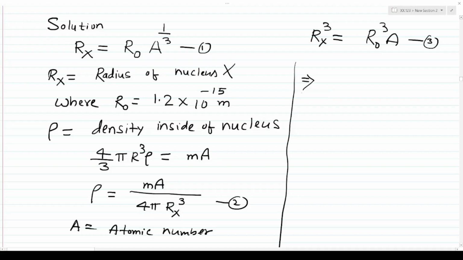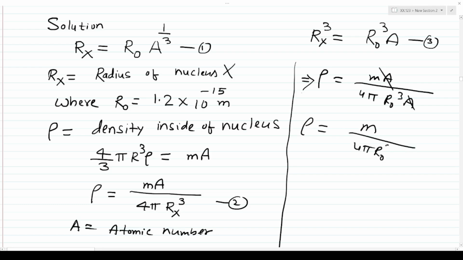Solution. Rx is the radius of nucleus X, given by Rx equals R0 A raised to 1 by 3, where R0 equals 1.2 into 10 raised to minus 15 meters, and rho is the density inside the nucleus. So we have 4 by 3 pi R cube rho equals mA. Therefore, rho equals mA upon 4 pi Rx cube. Now putting the value of Rx cube, that is R0 cube into A, the A gets cancelled. Therefore, rho equals m upon 4 pi R0 cube.